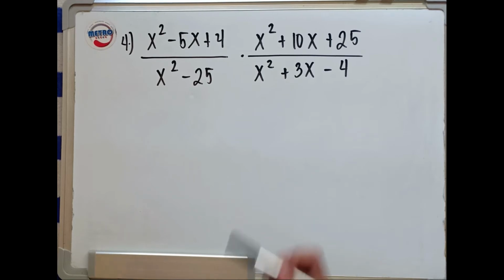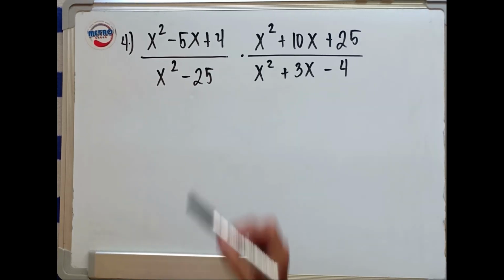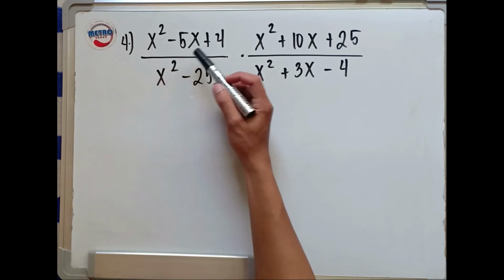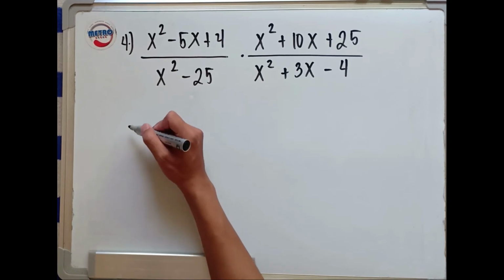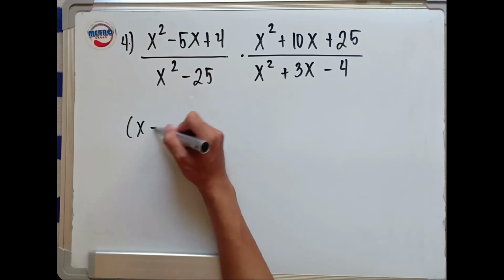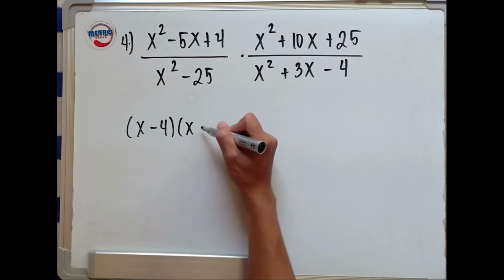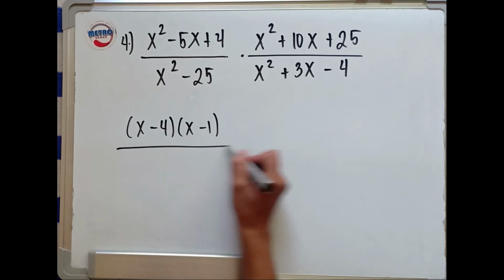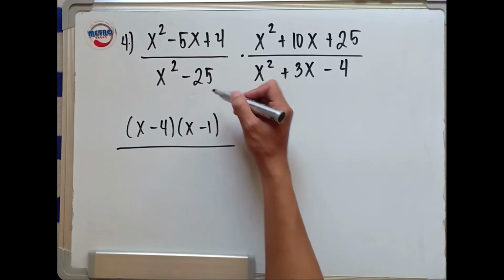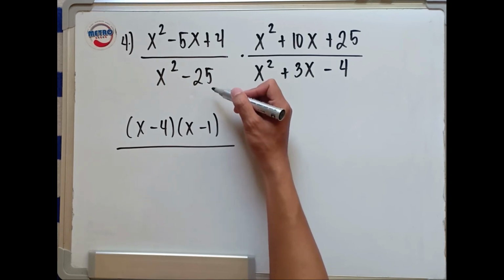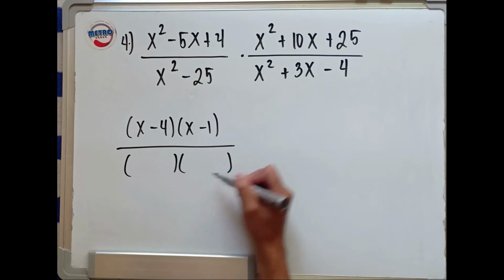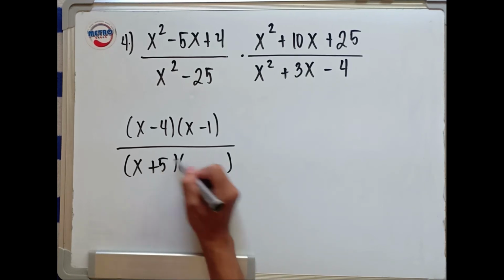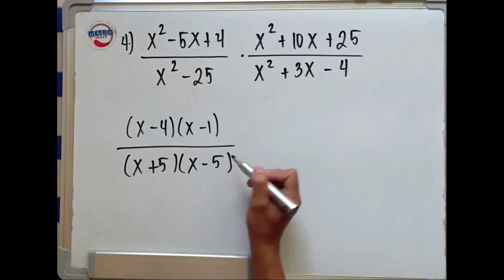Now, in this example, you have to recall factoring. So, let us get the factors of x squared minus 5x plus 4. The factors of that trinomial are x minus 4 and x minus 1. For its denominator, this one is an example of difference of two squares. This can be written as x plus 5 and x minus 5.